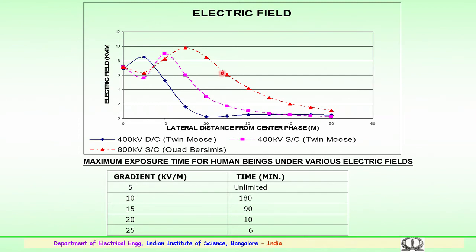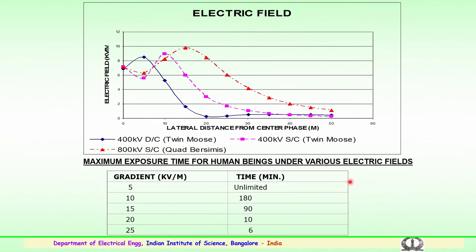Initially the electric field is slightly higher, around 9 to 10 kV per meter. This comes down drastically when you go over 50 meters from the tower towards the ground. This pink color shows the 400 kV single circuit twin Moose line, where the electric field simulations have been carried out and the measured values are given here.